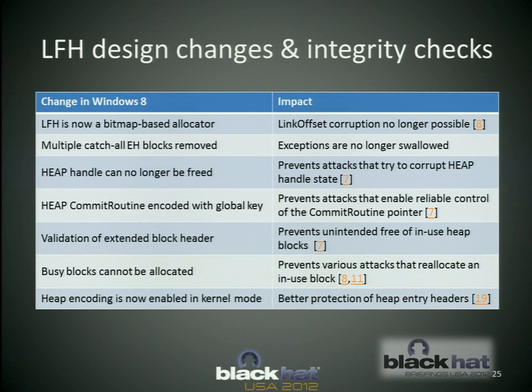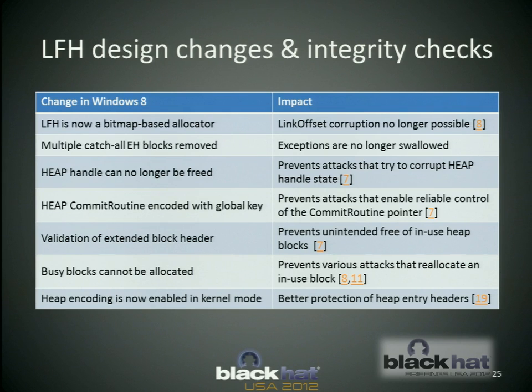First of all, one of the things that we've done is that the low fragmentation heap is now a bitmap-based allocator. In Windows 7, it used essentially a free list implementation for maintaining a linked list of free chunks. That's no longer the case in Windows 8. We now use a bitmap to maintain the free/busy state for chunks within a subsegment. As a result, the one exploit that I mentioned, the IIS FTP exploit, the technique used in that exploit will no longer work because it relied on corrupting metadata that's no longer used in Windows 8. It's actually no longer there.